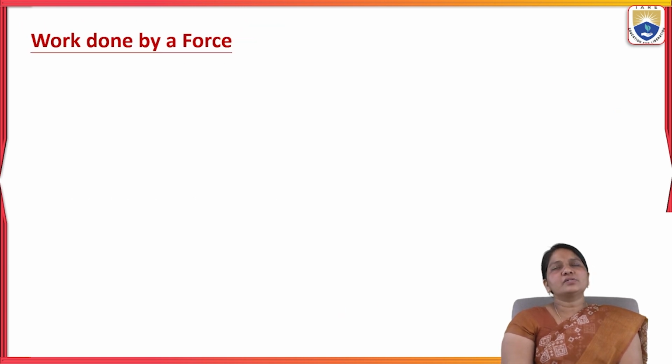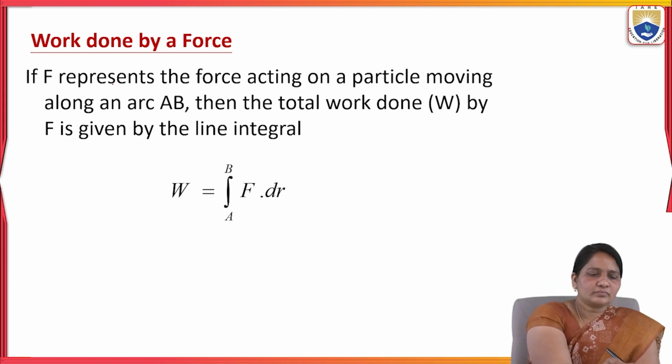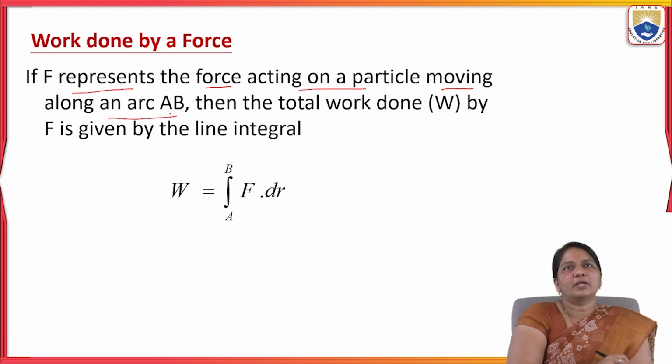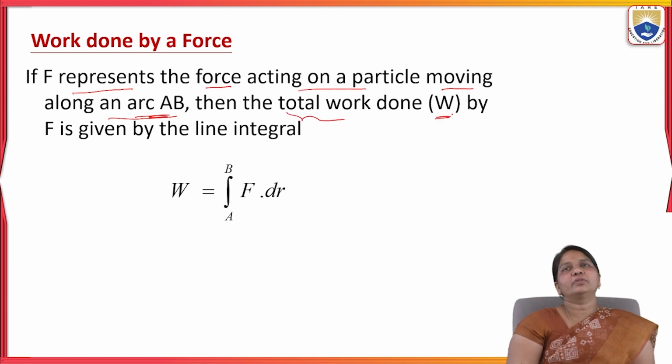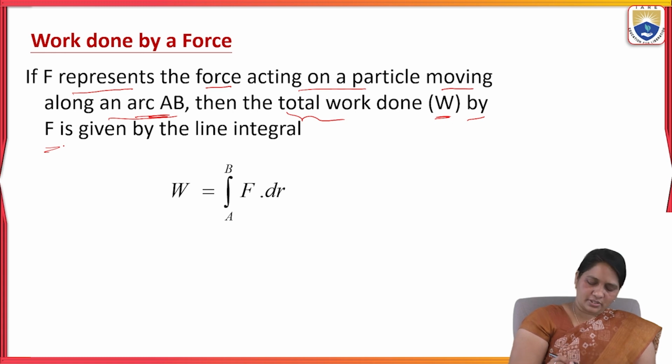Now, just now we discussed in the first slide that we are going to calculate work done, circulation of fluids, and the relation between the magnetic field and electric field by using the line integral, right? So what is the formula for the work done by a force? If F represents the force acting on a particle moving along an arc AB, then the total work done, which we indicate with W, by F, how can we define it?